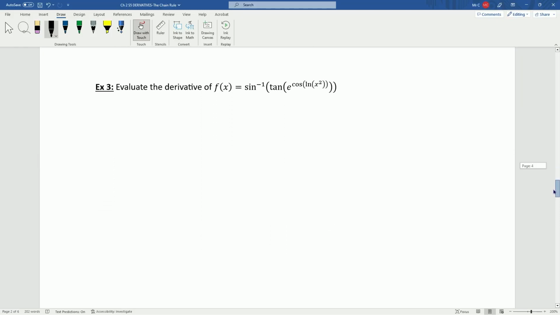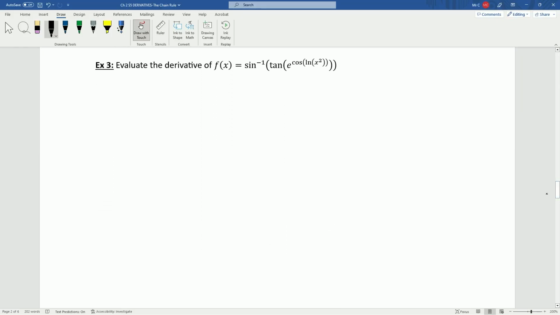Okay, so to finish off this idea, I've got a real doozy here. Evaluate the derivative of f of x equals sine inverse of tangent of e to the cosine of ln of x squared. Whew! That should look pretty rough. But again, as long as we just break this down into simple parts, it's really not a problem. So my outermost function is sine inverse, so this is everything inside. So I'll make my little substitution, sine inverse of u.